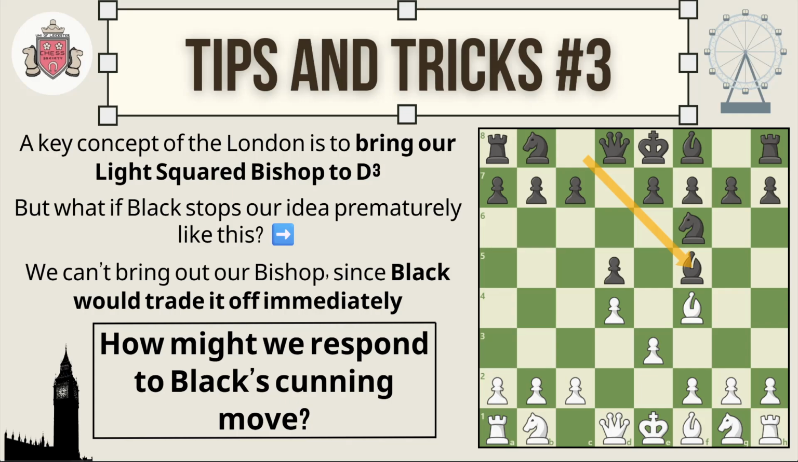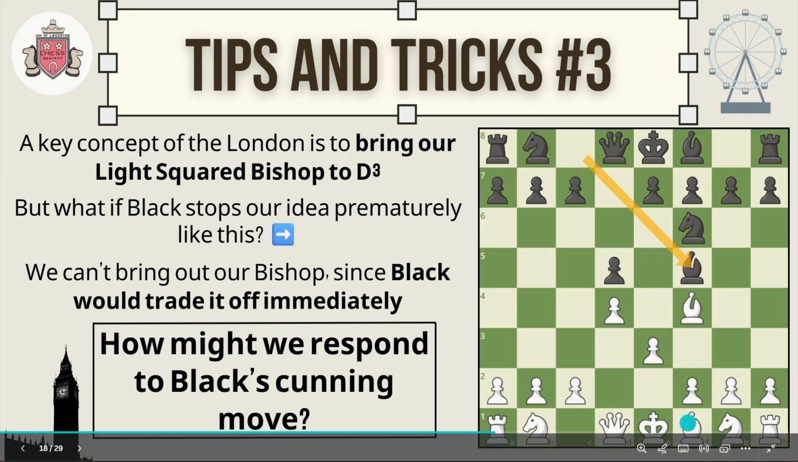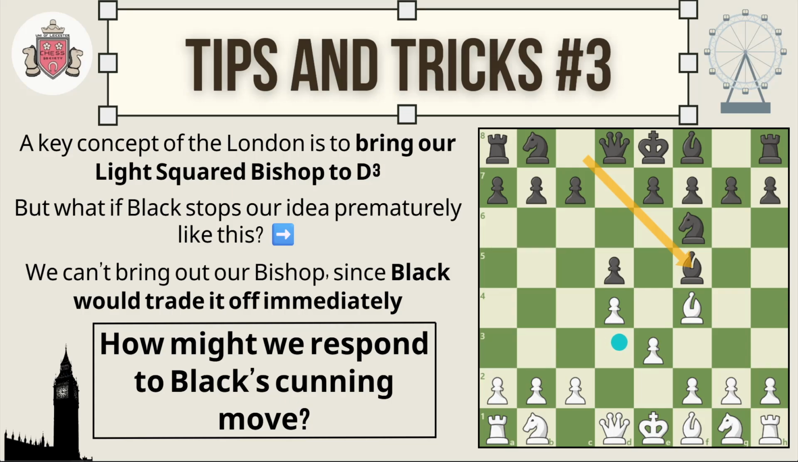So what if black stops that, right? What if black stops our bishop from getting to this critical square by playing bishop f5, right? So if we play it now, it just gets traded off, right? And we no longer have the heart of our position, right? How do we stop this? What do you guys think?